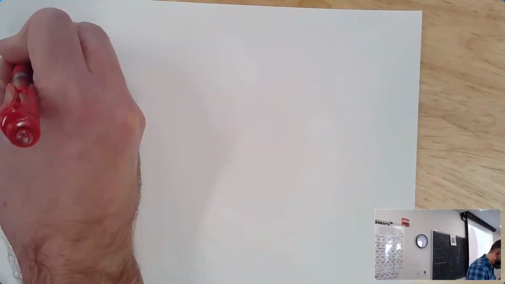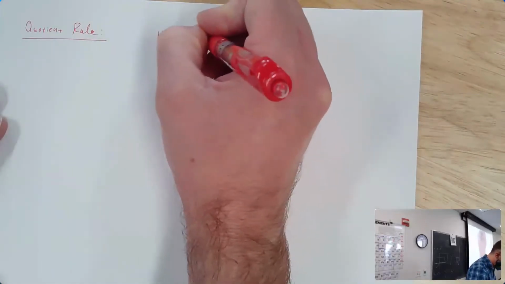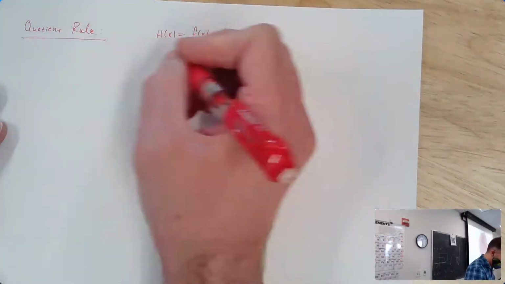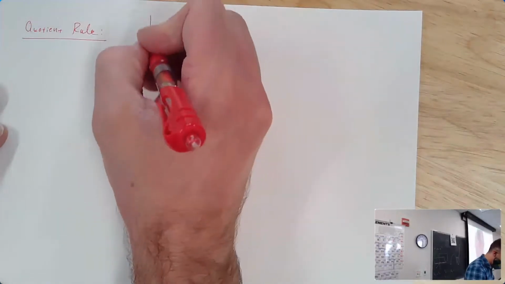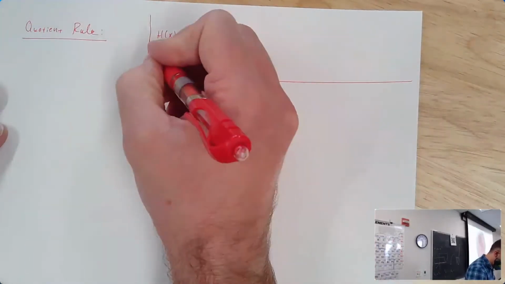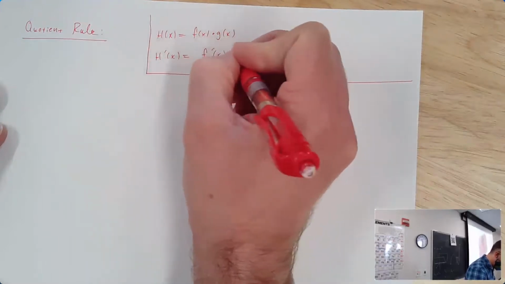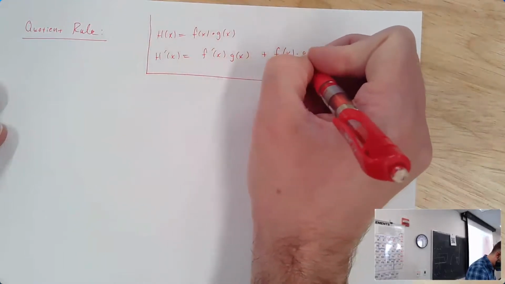So let me just point out, for the product rule, for h of x equal to f of x times g of x, I'm just writing h of x again because we're going to use that notation again. Sorry, I didn't say quotient rule, but here's the product rule over here. The derivative of this was f prime of x times g of x plus f of x times g prime of x.